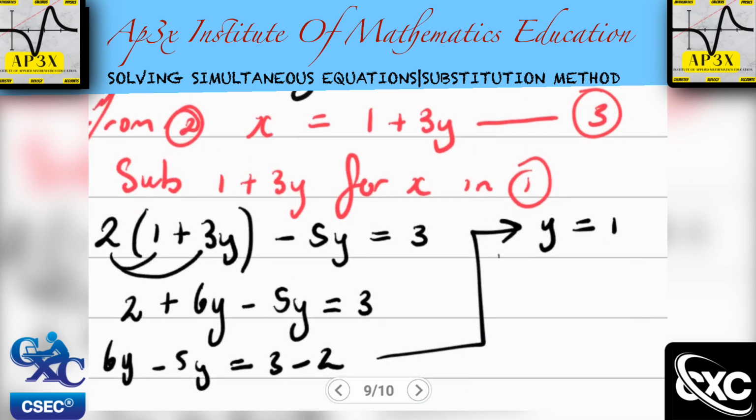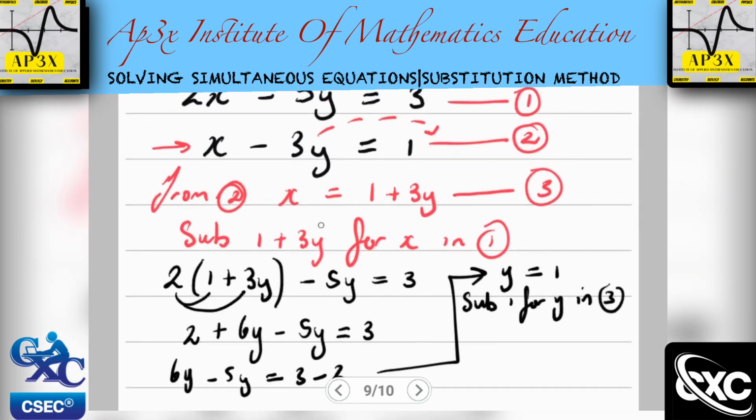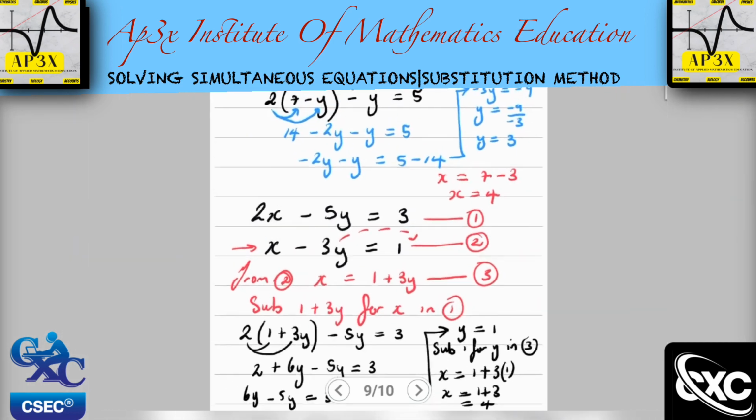Now easily then I'm going to sub 1 for y in always equation 3. I've already created equation 3 by making x the subject, so therefore x is going to be equal to 1 plus 3 times the value of y, which in this case is 1. Therefore x is equal to 1 plus 3, which is equal to 4.